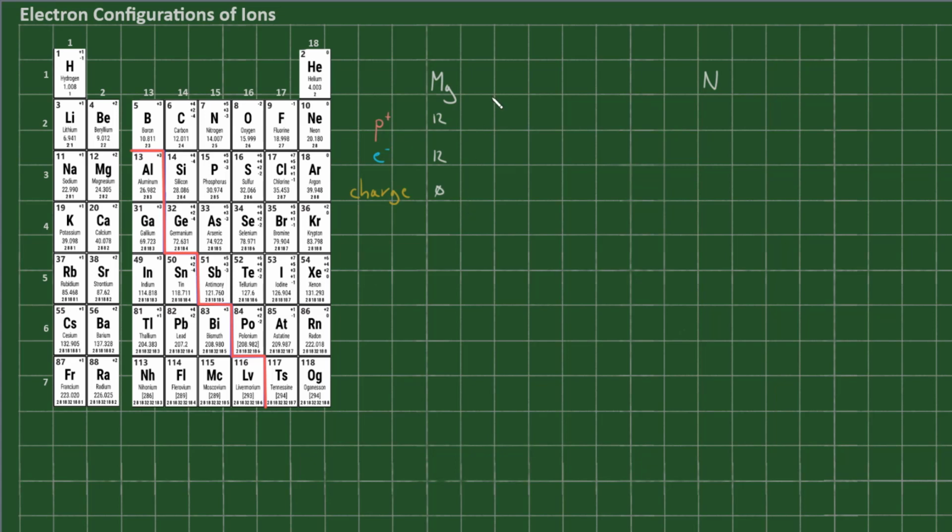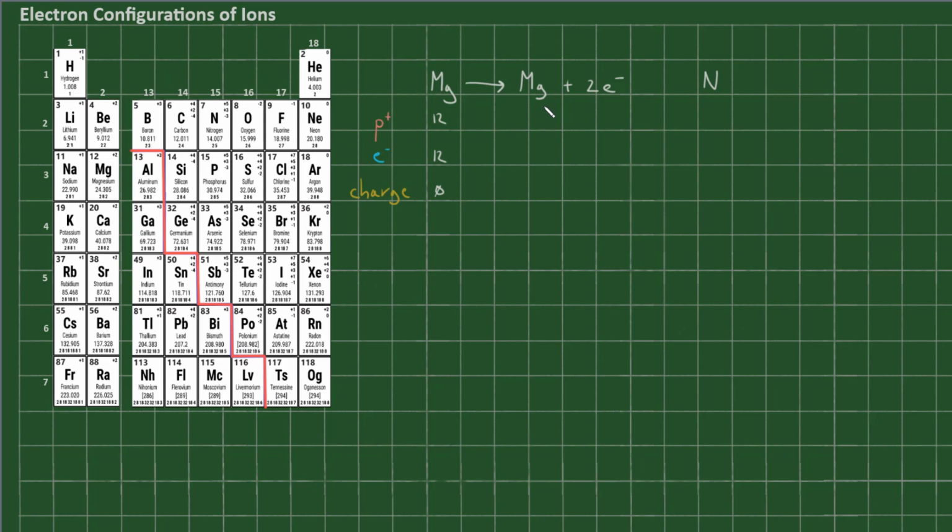So let me write that. I have my magnesium. Here's my reaction arrow. It will become a positively charged cation and it will lose 2 electrons. Now, I have said that the magnesium will become a positively charged cation. What will be the charge of this cation?